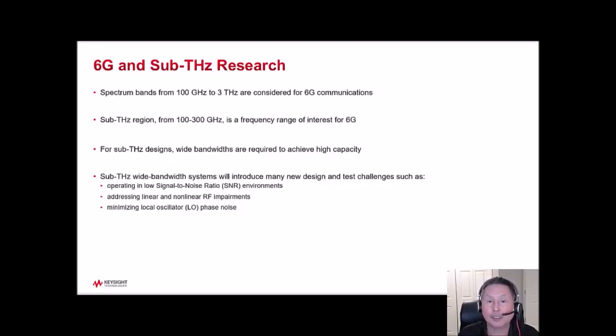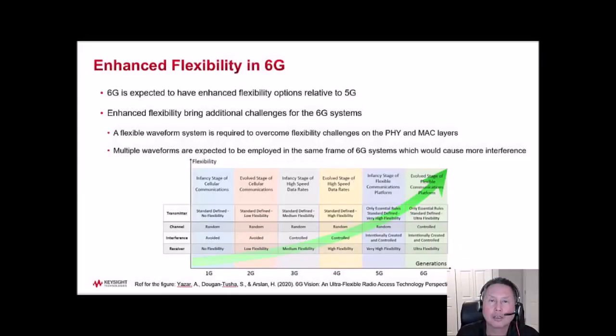Sub-Terahertz frequency bands offer much wider contiguous swaths of spectrum compared to traditional millimeter wave frequency bands, so sub-Terahertz systems can potentially achieve much higher capacity. However, achieving robust performance in wide bandwidth, high frequency systems in low SNR scenarios is very challenging. Wide bandwidth sub-Terahertz system performance will be impacted by RF impairments and reduced power amplifier efficiency, so both linear and nonlinear RF impairments must be compensated.